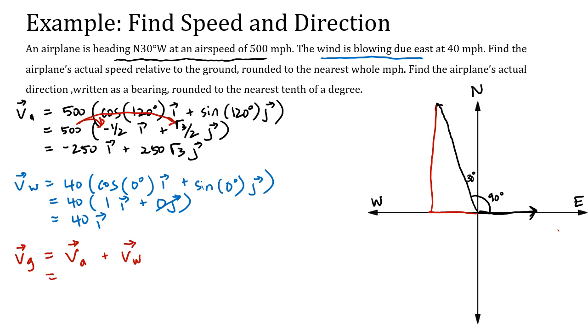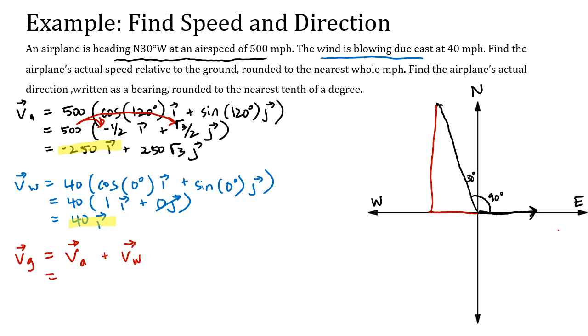I'm going to take the airspeed vector and the wind speed vector, and I'm going to collect what I call like terms. So I've got negative, oops, I used my eraser instead of the highlighter. Let me just write that on there again. So that was negative 250, wasn't it? So I'm going to take negative 250 and 40. Those are both i's, and I'm going to add those.